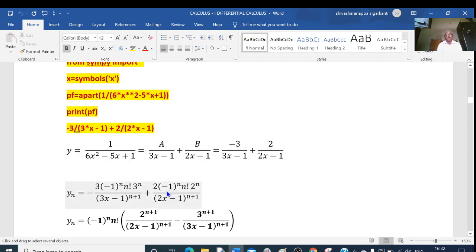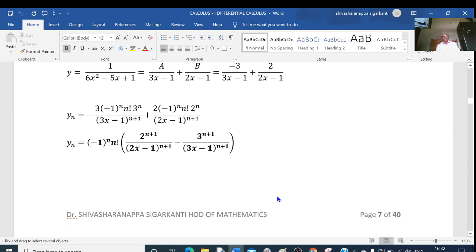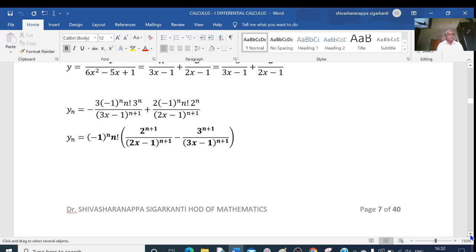Here also 2 is a constant quantity, we keep this as it is. 1 by 2x minus 1 nth derivative is minus 1 to the power of n factorial 2 power of n divided by 2x minus 1 to the power of n plus 1. So this is the nth derivative of the given function. Here you can take minus 1 to the power of n and n factorial as common factor. We can write like this, right? Next example.